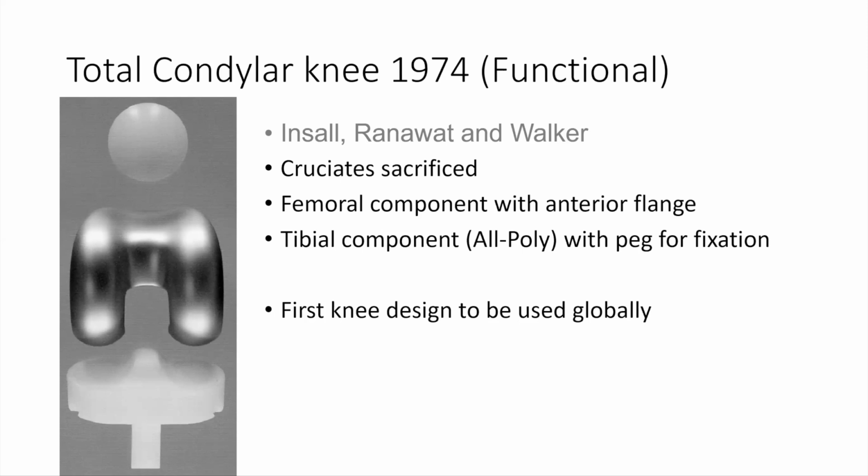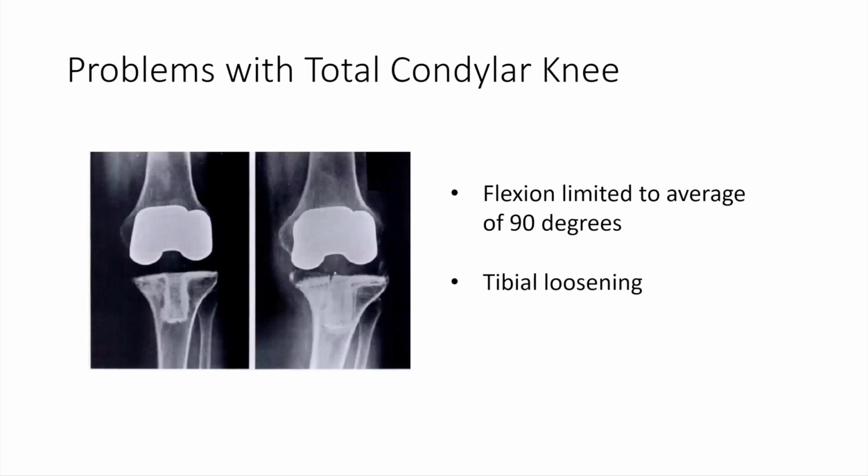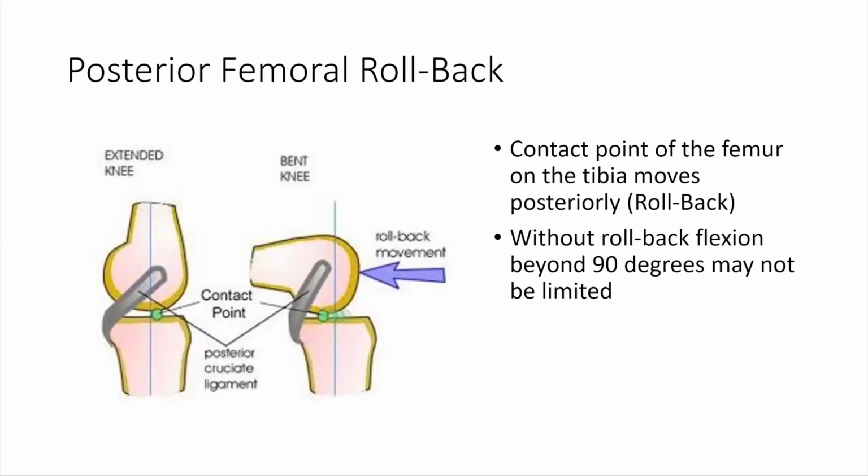And it did well, but there were two problems. Flexion was limited to an average of 90 degrees, and high rates of tibial loosening were seen at midterm follow-up, 5 to 7 years. When they investigated, they concluded it was because the PCL was sacrificed and no provision was made for replicating the function of the PCL, which is a component of rollback. These total condylar knees lacked the rollback. Rollback meaning the femur rolls forward on the tibia as we go into knee flexion.